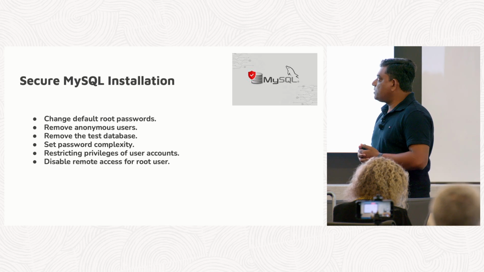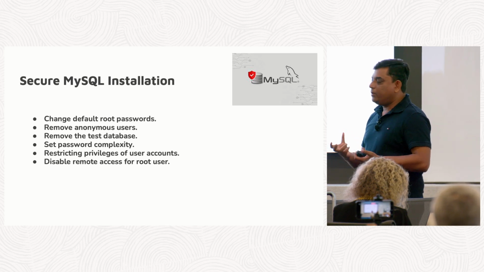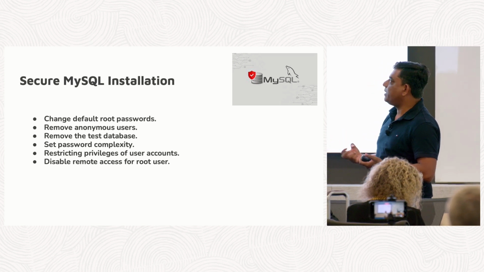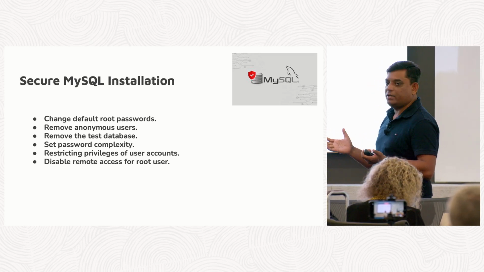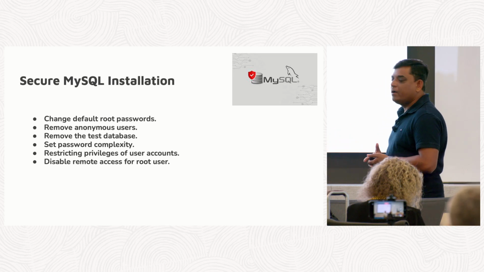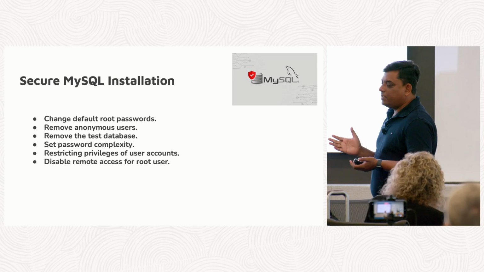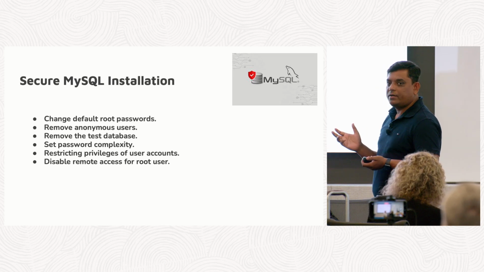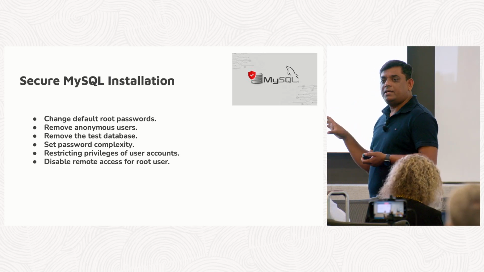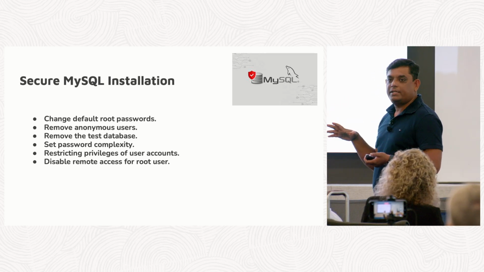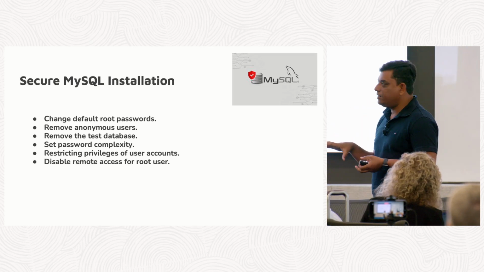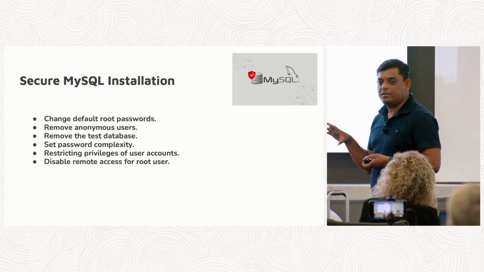So this is the easiest thing to catch if you are asking, how do I make my database more secure than what I have today? The easiest option is to make your database installation secure first. Change the default root password, remove anonymous users, remove the test databases, set password complexity, restrict privileged user accounts, and disable remote access for root users. These are all very easy to do, but they are very powerful in the real world, and they improve your security posture immediately. This is an easy thing to do, but it has a greater impact.